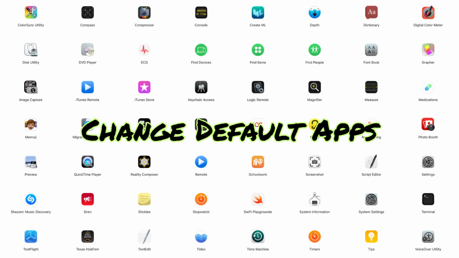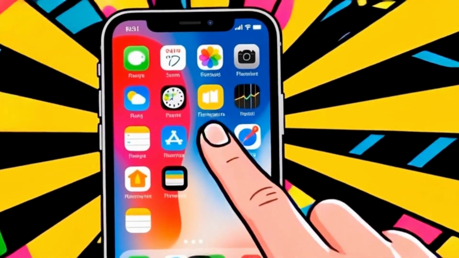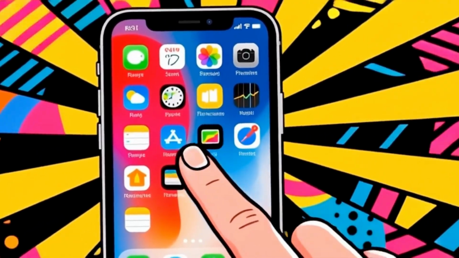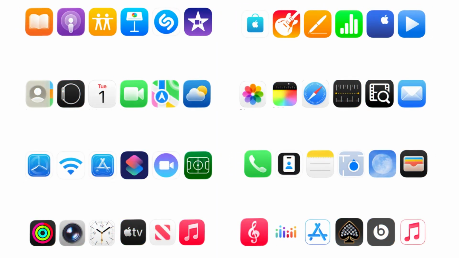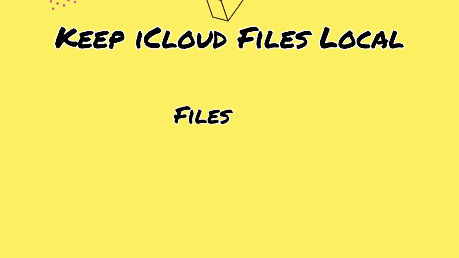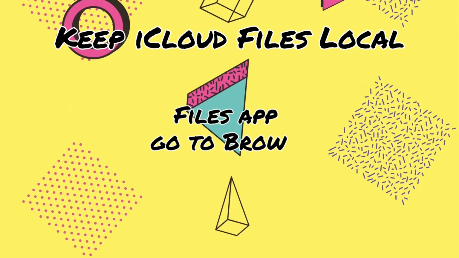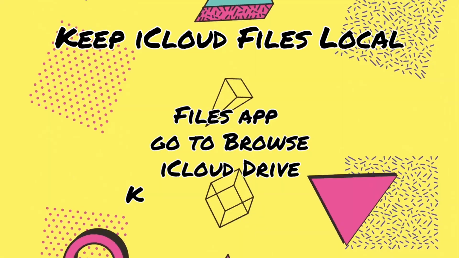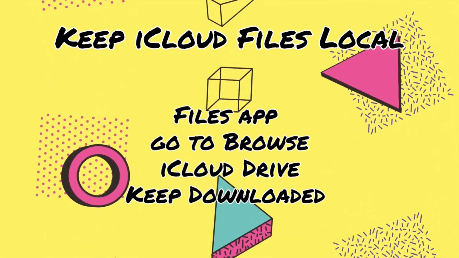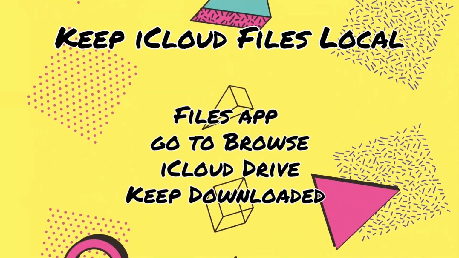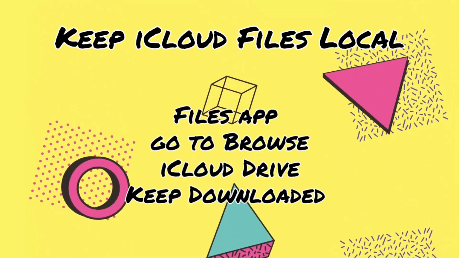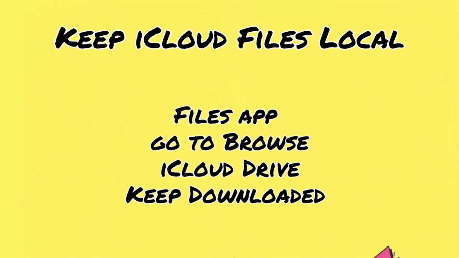Change default apps. You can replace Safari, Mail, and other Apple apps with your favorites. Go to Settings, Apps, Default Apps, and choose from installed alternatives for email, messaging, browser, and more. Keep iCloud files local. To access iCloud files offline, open the Files app, go to Browse, iCloud Drive, then tap and hold a file or folder and select Keep Downloaded to save it locally on your iPhone.